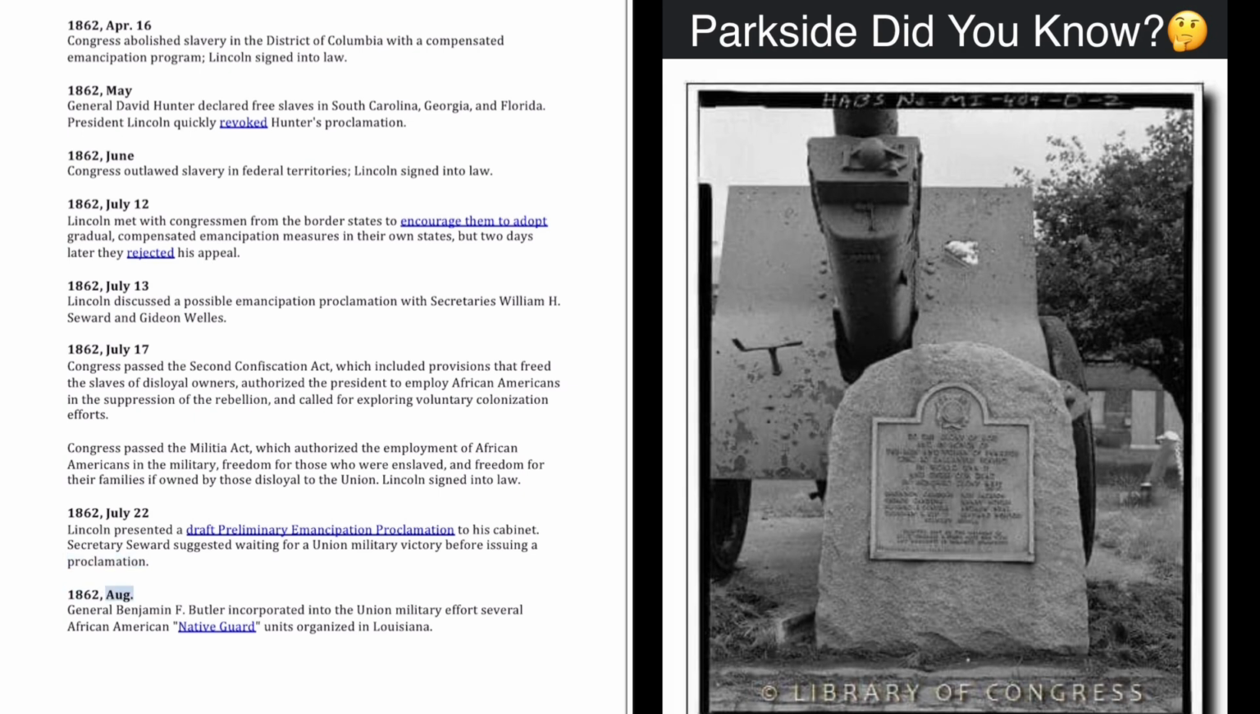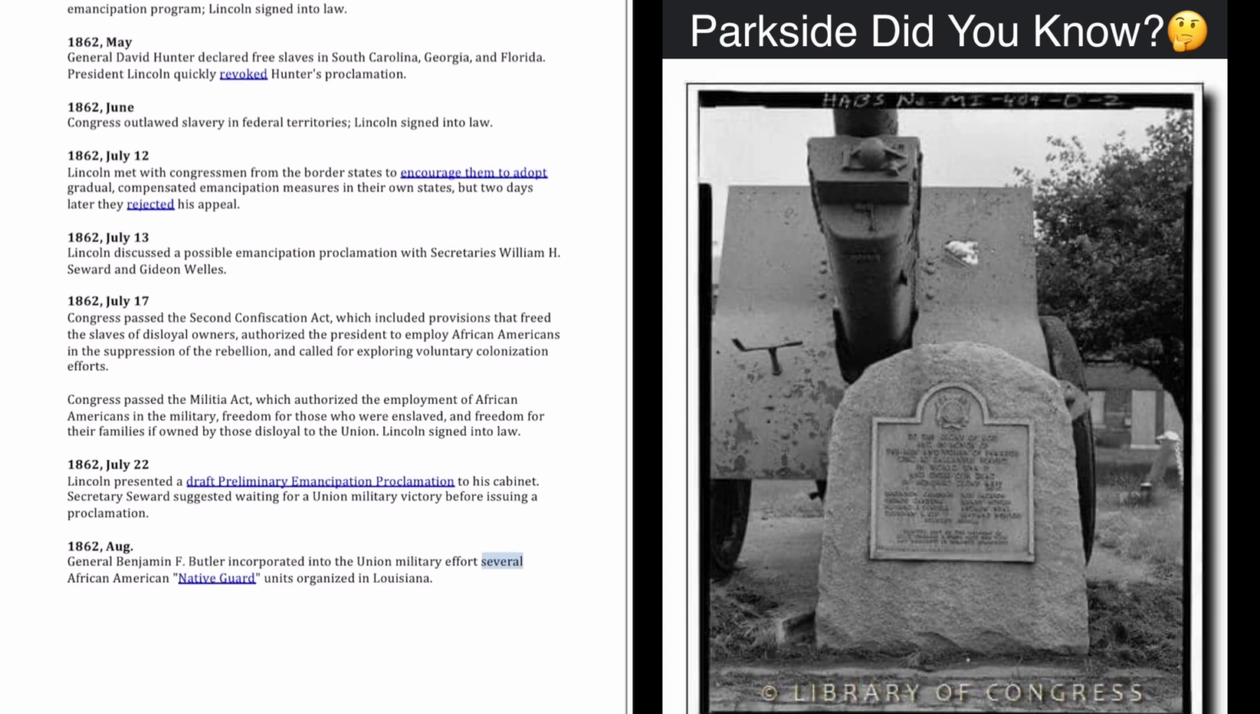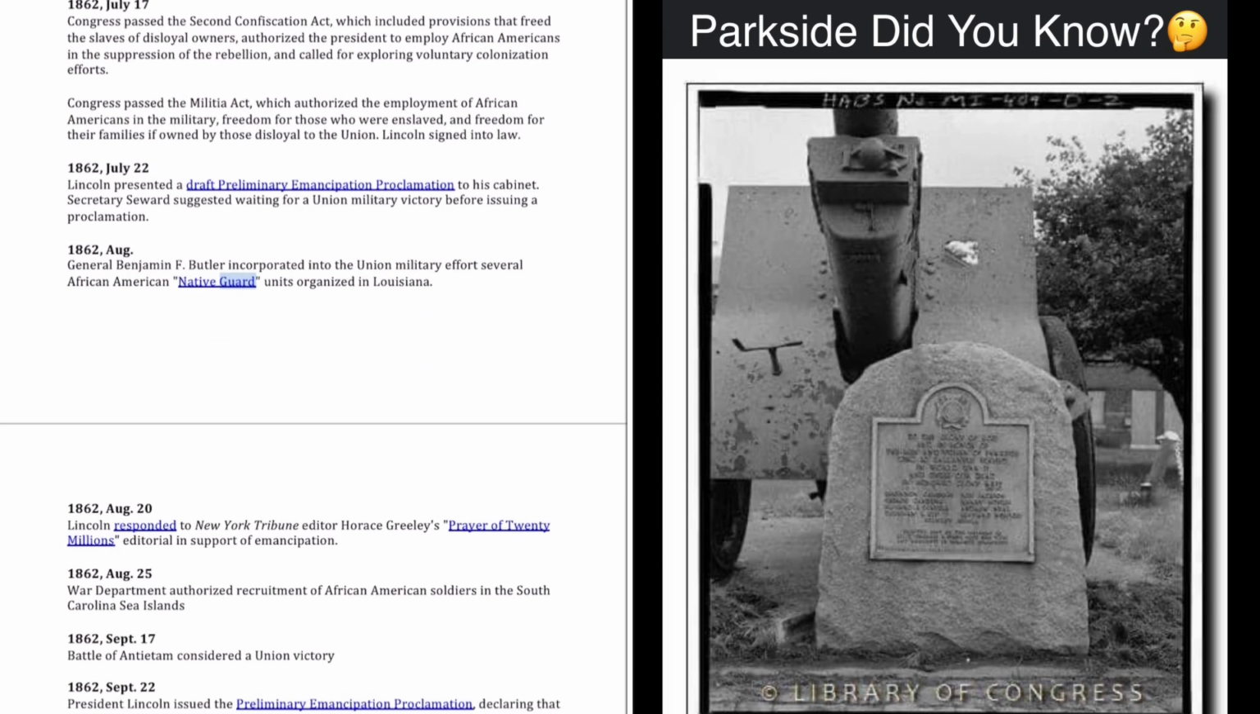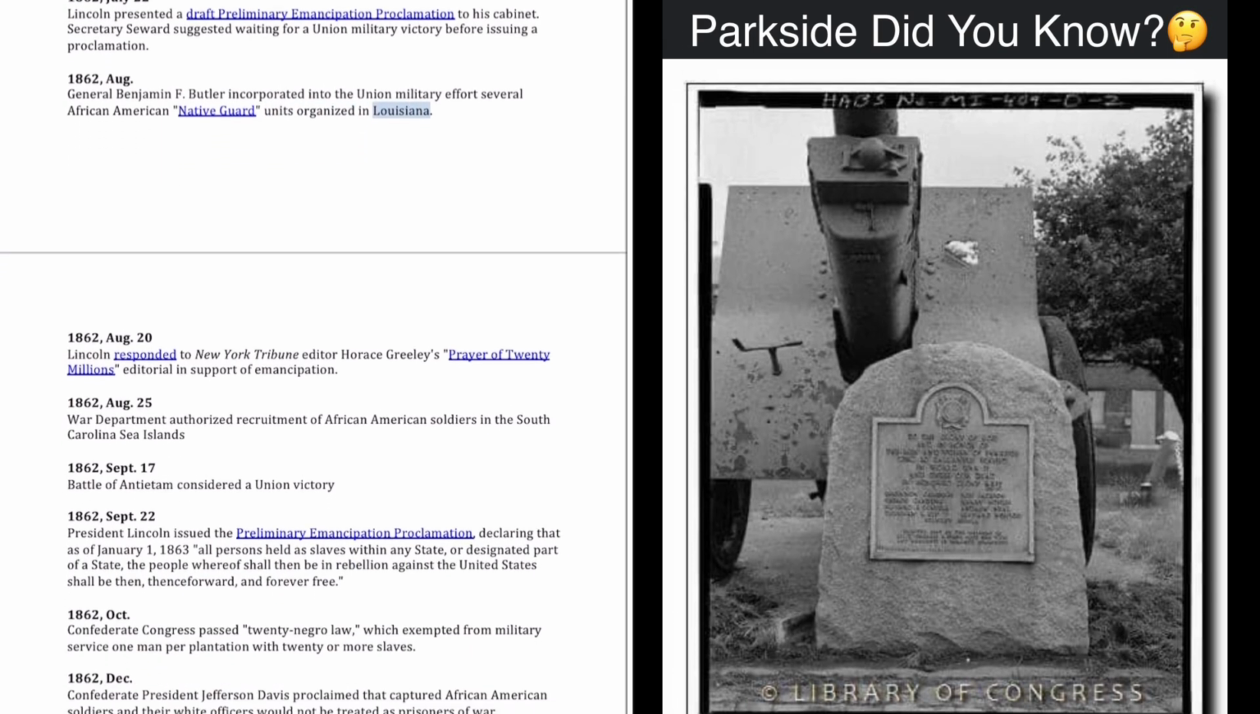1862, August. General Benjamin F. Butler incorporated into the Union military efforts several African American Native Guard units organized in Louisiana.